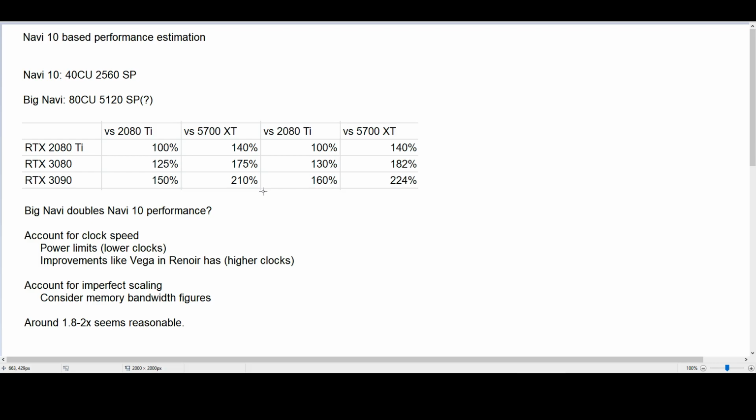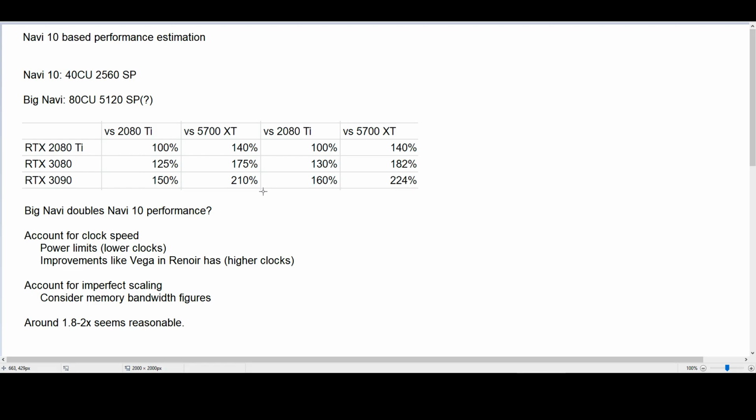We have to account, of course, for the clock speed difference. So sure, we might have double CUs, but we might end up limited in terms of power. The reports at the moment are that RDNA 2 isn't particularly power hungry, at least not to the same extent as Ampere is. But of course, this goes the other way as well.